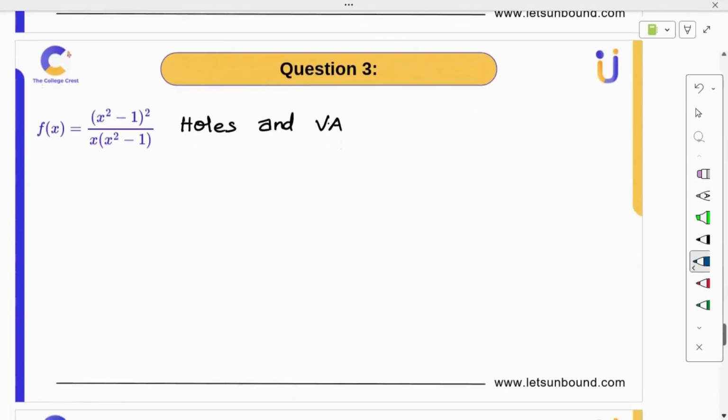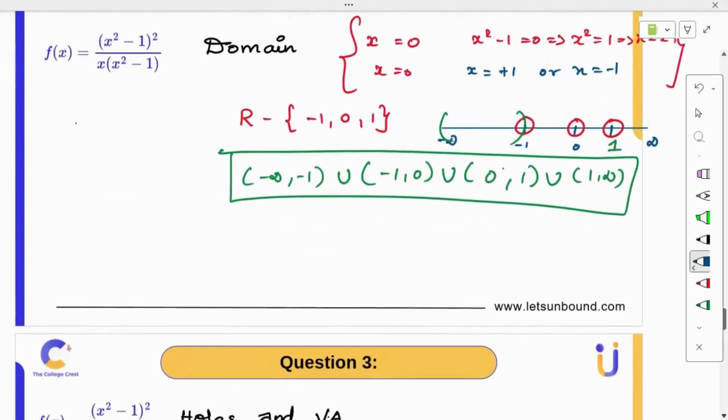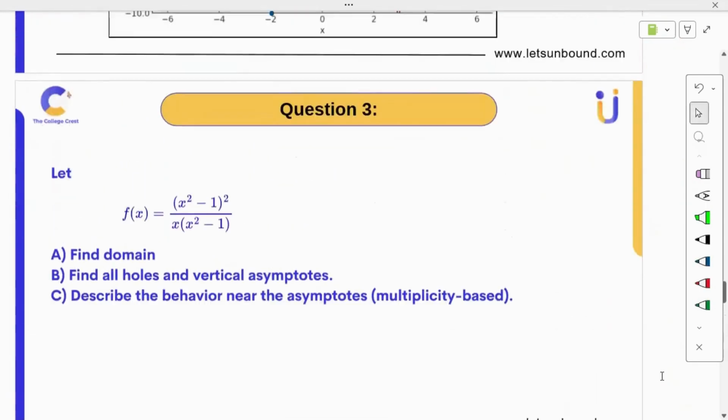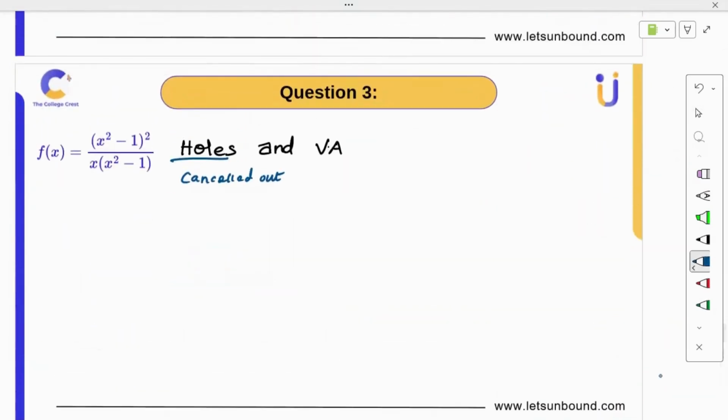So holes and vertical asymptotes. We already had the simplified version, right? Holes mean a cancelled-out factor. So let's go back and check what factors had been cancelled out here. Let's do x squared minus 1. If you break it, it's x minus 1 into x plus 1. But it was squared, so each factor will get squared.